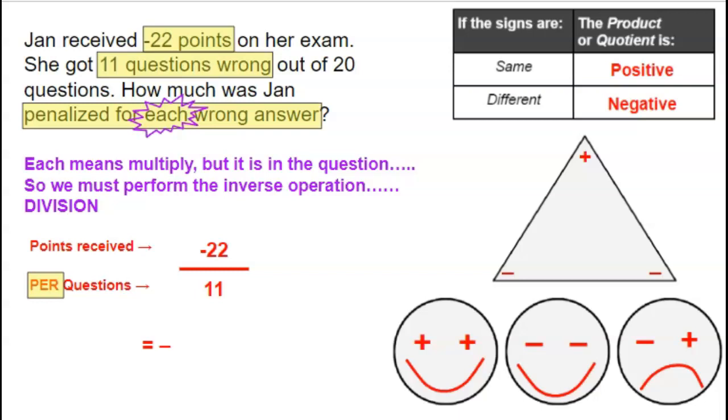So we have a negative divided by a positive, and a negative divided by a positive are different signs, so our answer is going to be negative. And then 22 divided by 11 is 2. That means Jan was penalized 2 points for each wrong answer. Penalized 2 means -2.